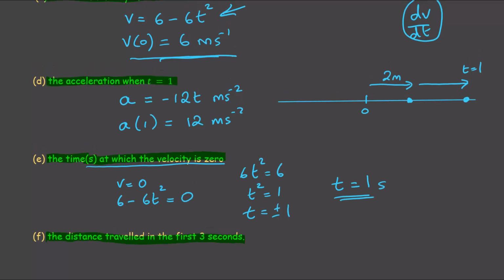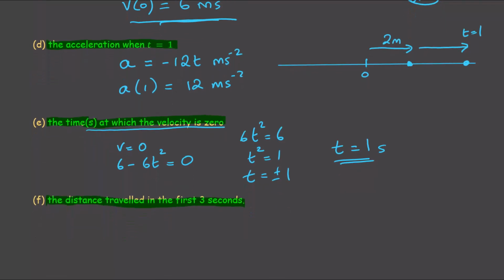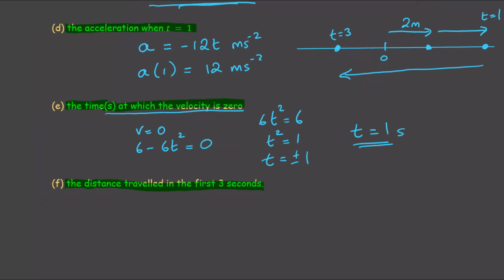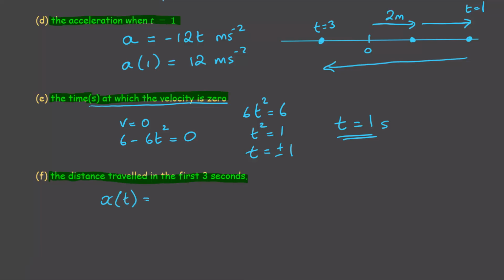If we look at the expression for velocity, we can see that when t is more than 1, the velocity will be negative. So in other words, it's going to travel back this way until it reaches some point here when t is equal to 3. We have the expression for the displacement, x of t is 2 plus 6t minus 2t cubed. We know from before that x of 0 is equal to 2, and I put that on my diagram. What about x of 1?